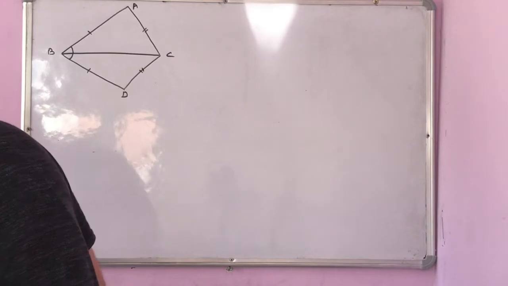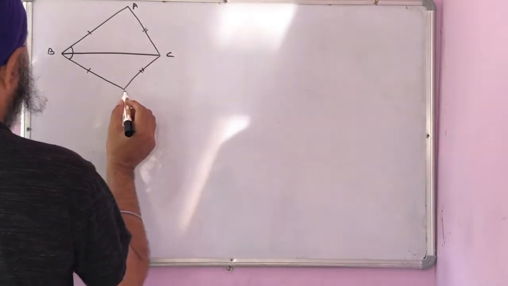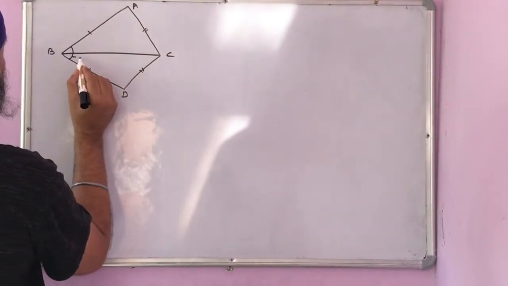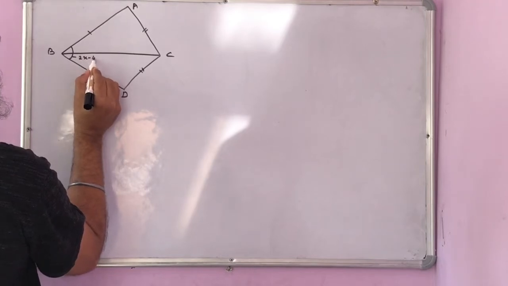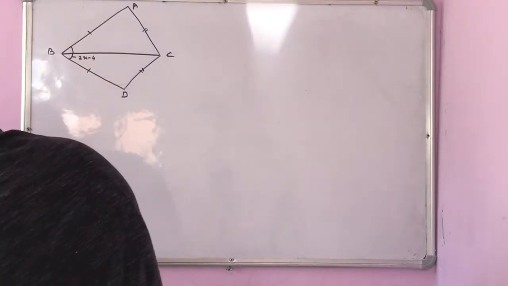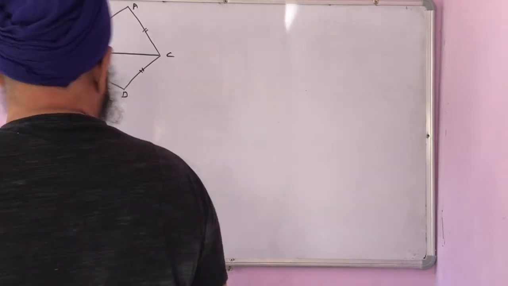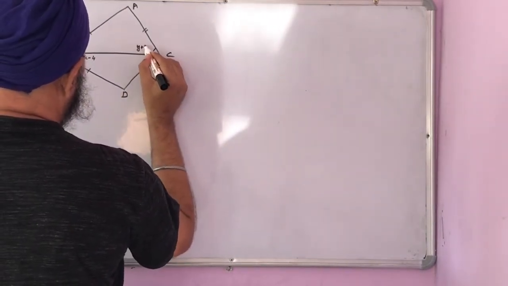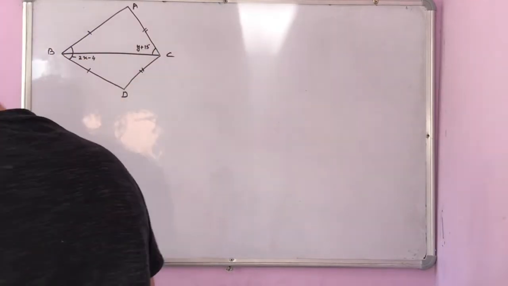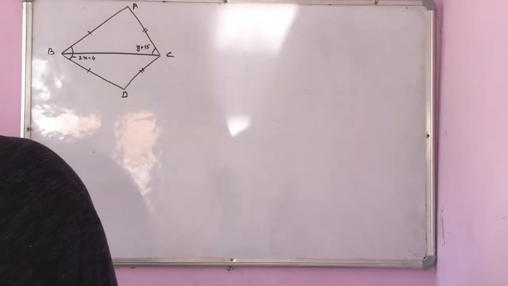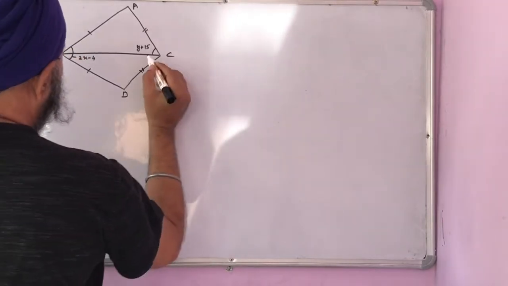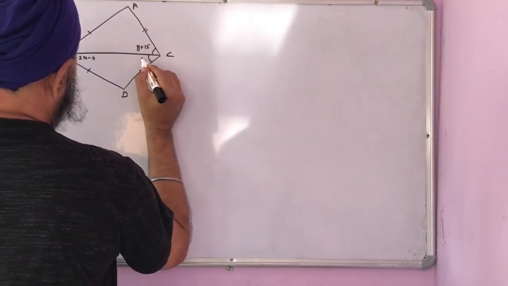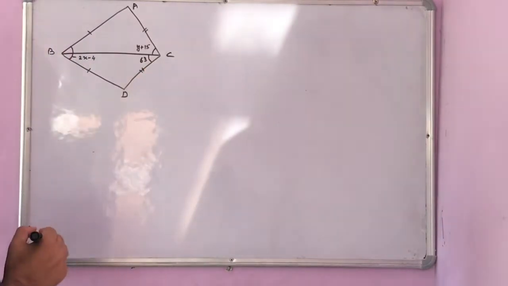Angle DBC is 2x minus 4. DBC, this small angle is 2x minus 4. ACB is y plus 15. This angle is y plus 15. DCB is 63. This angle is 63.